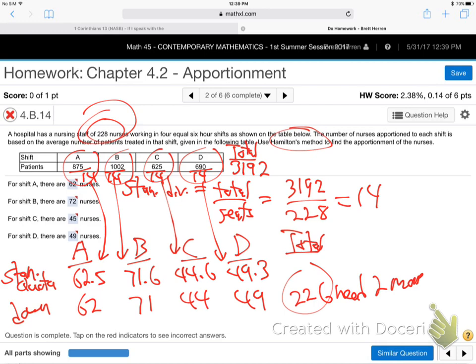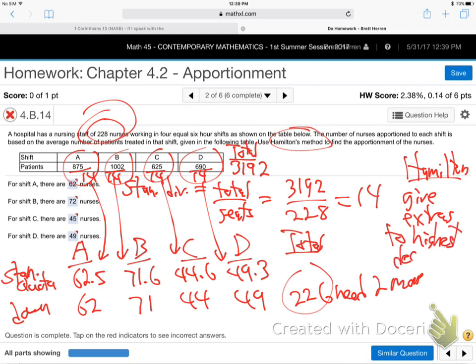So you need 2 more. So who do you give it to? The 2 highest decimals. That's what Hamilton's method was: give extras to the highest decimals. That's what Hamilton said. And I rounded those.